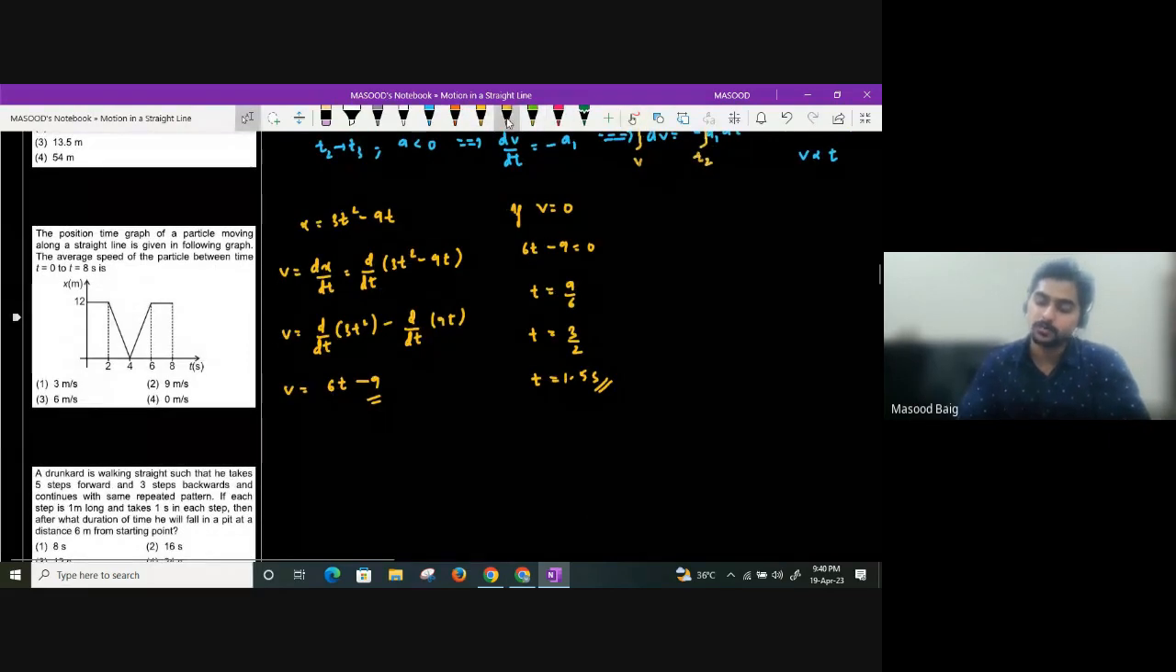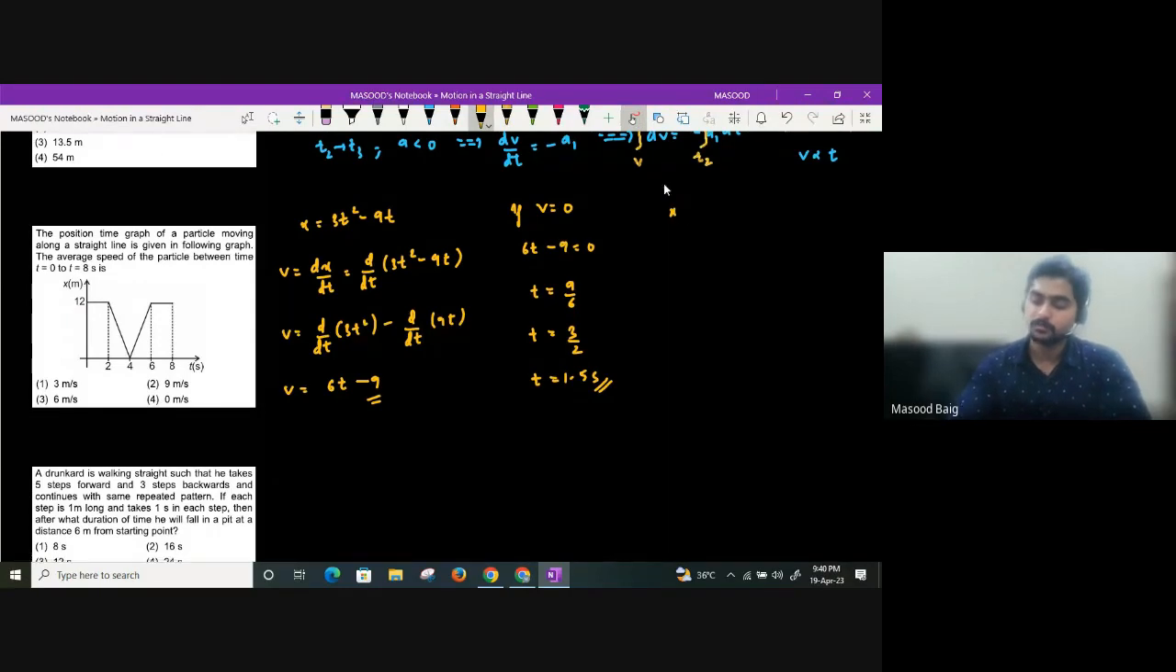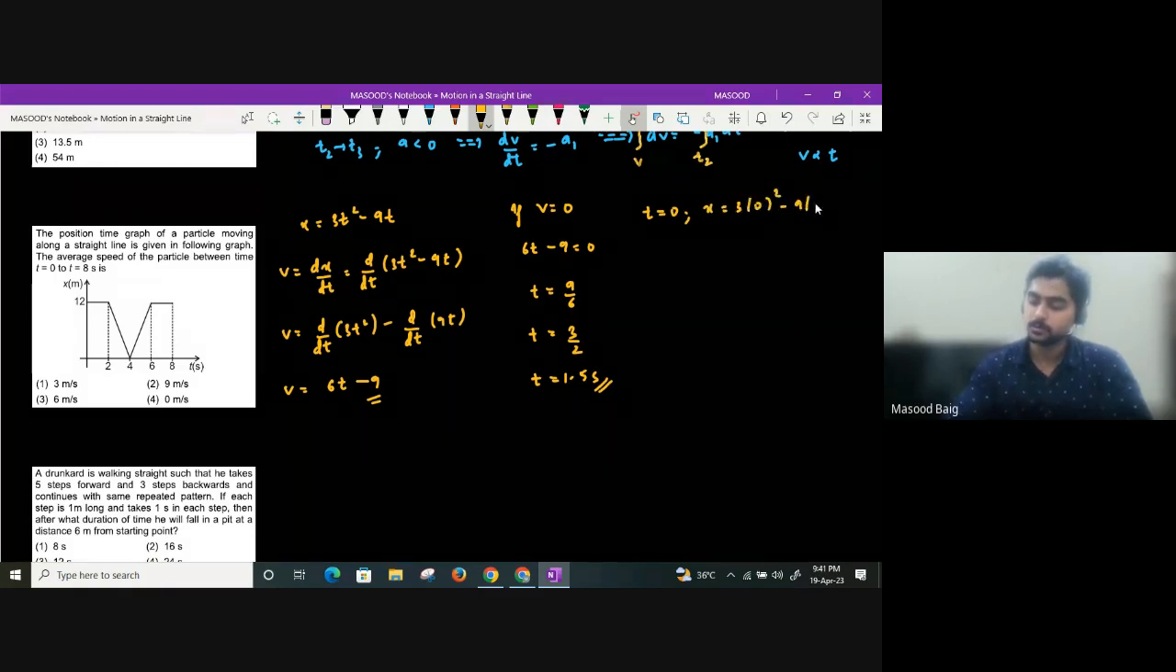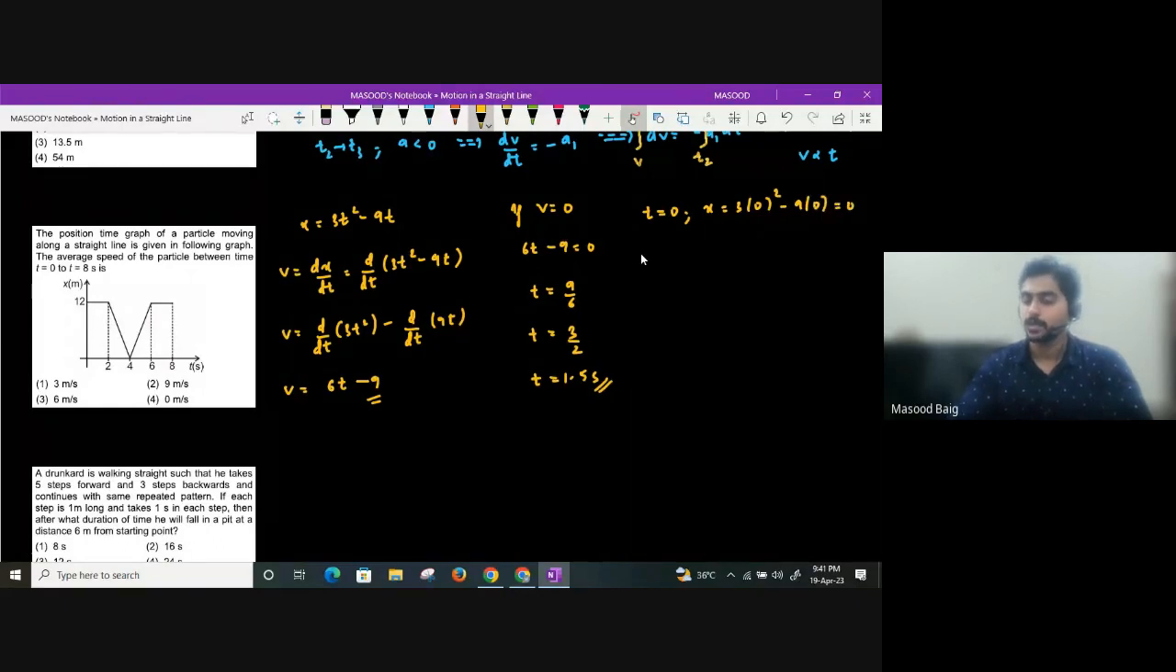What I'll do, I'll first find position now, at t is equal to 0. At t is equal to 0, what is x value? 3 into 0 square minus 9 into 0. Anyhow, it will be 0 only. I'll also find at t is equal to 1.5 seconds. So what will x value be? 3 into 3 by 2 whole square minus 9 into 3 by 2.